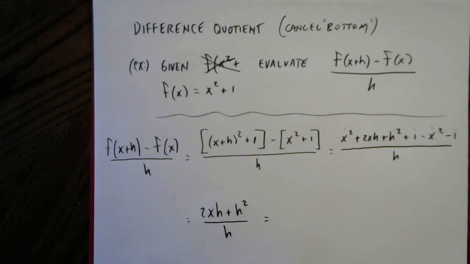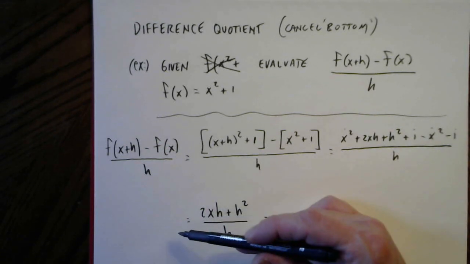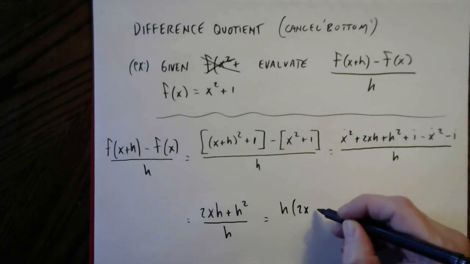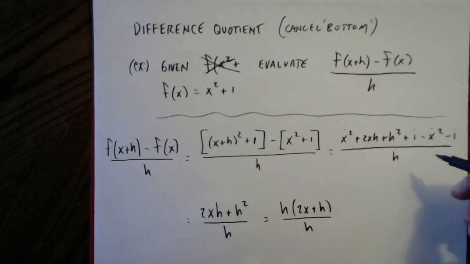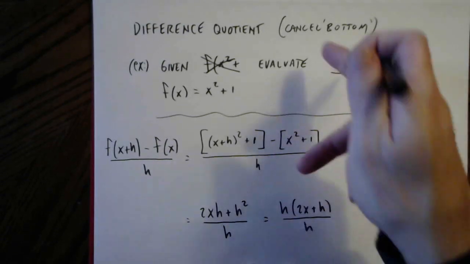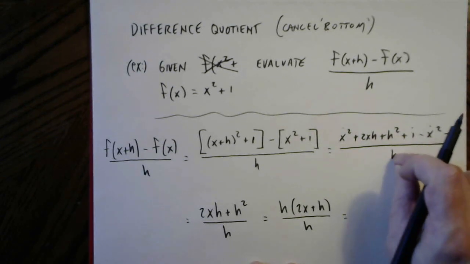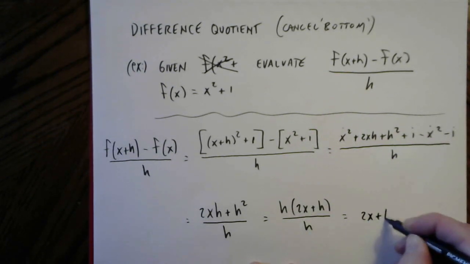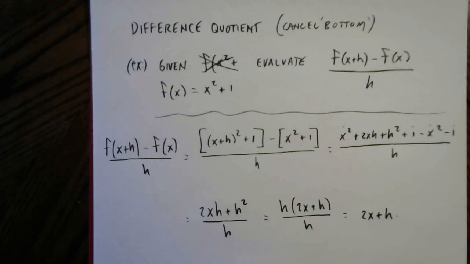And this is the common ending. There's an h in each of these. I'm going to factor it out and then cancel it. There's one left here. Okay, the h's cancel. I've canceled the bottom. I've killed the h. It might not always be an h, but that will be common for us. So the result is 2x plus h. Now, what use is that? At this point, absolutely none. But later, it will be of use.